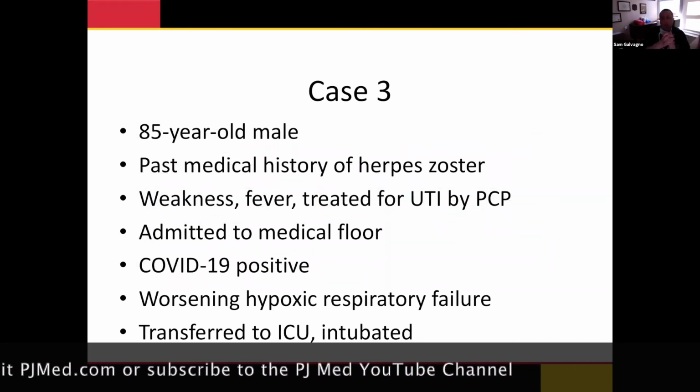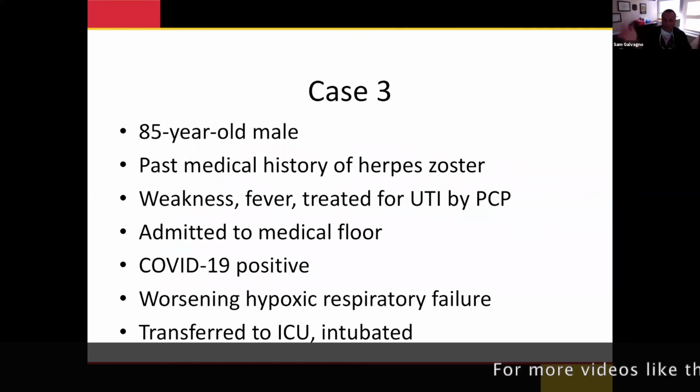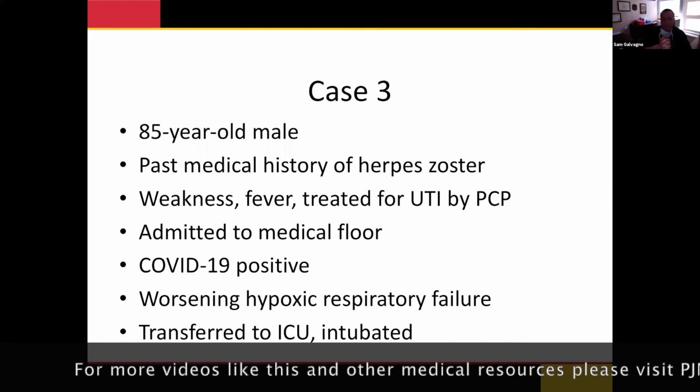Now, this is a different patient. This is an 85-year-old male, history of herpes zoster. That's it, but he's 85. So that's a comorbidity right there. 85 is up there for this disease. Not a good outcome. We're seeing very high mortality at this age group.